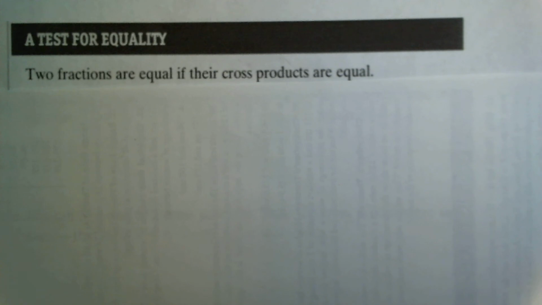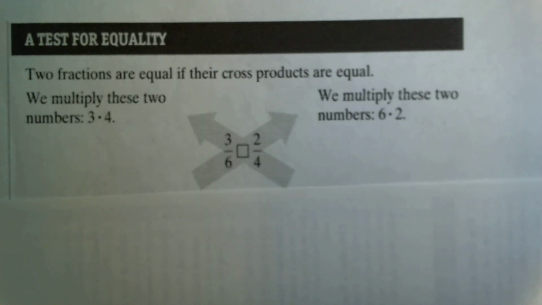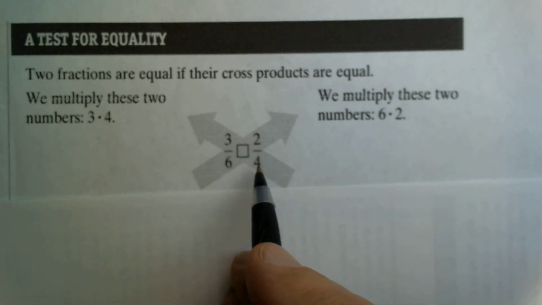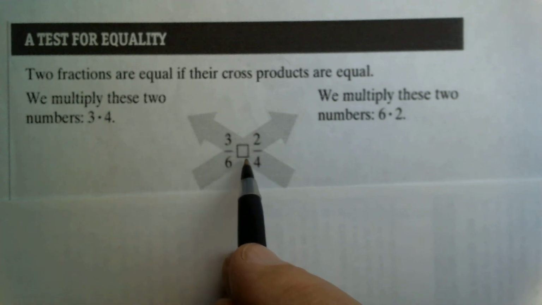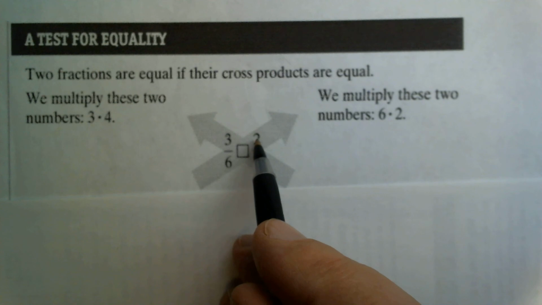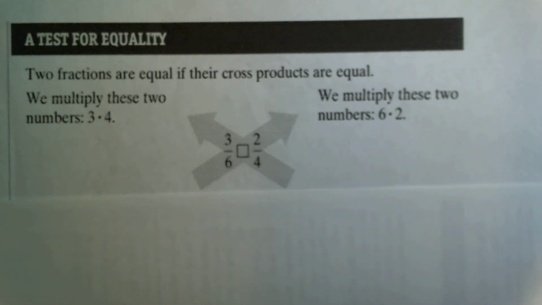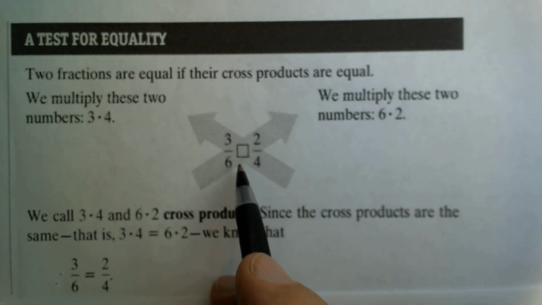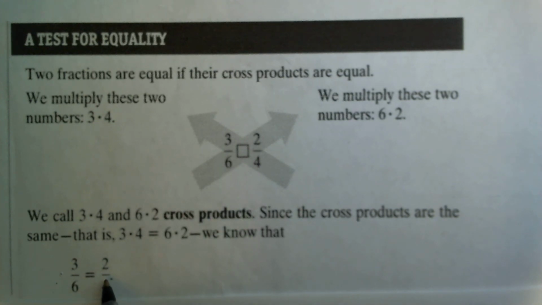Next is a test for equality, and we can test if two fractions are equal. That is, if their cross products are equal. For example, if we look at the expression 3 divided by 6 compared to 2 divided by 4, the cross product means we multiply 3 times 4. In other words, we multiply across, which of course is 12. And then the other way, 6 times 2 is also 12. So in this case, the cross products are the same. And because the cross products are the same, we know that the two fractions are equivalent. 3 divided by 6 is equivalent to 2 divided by 4.